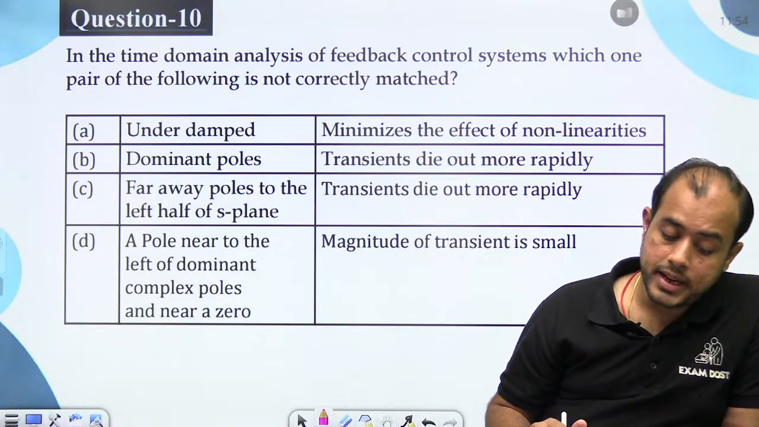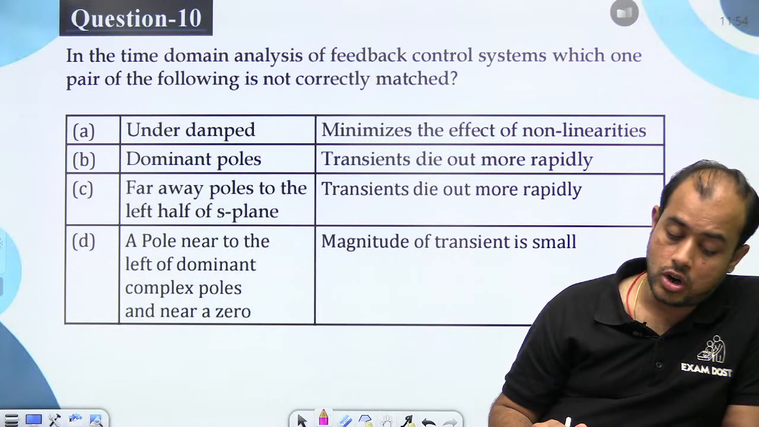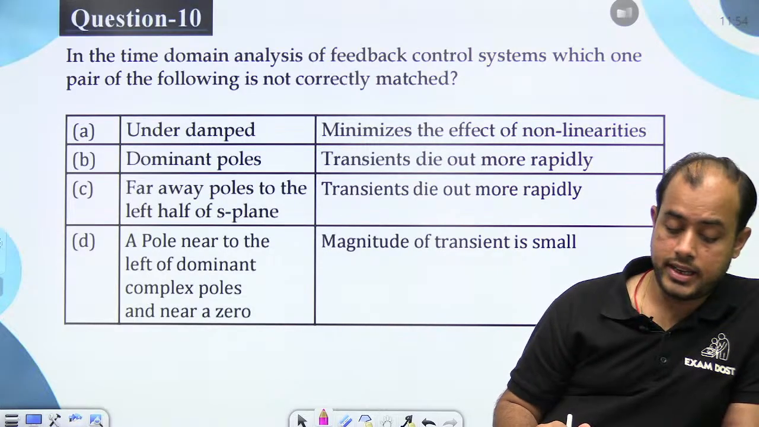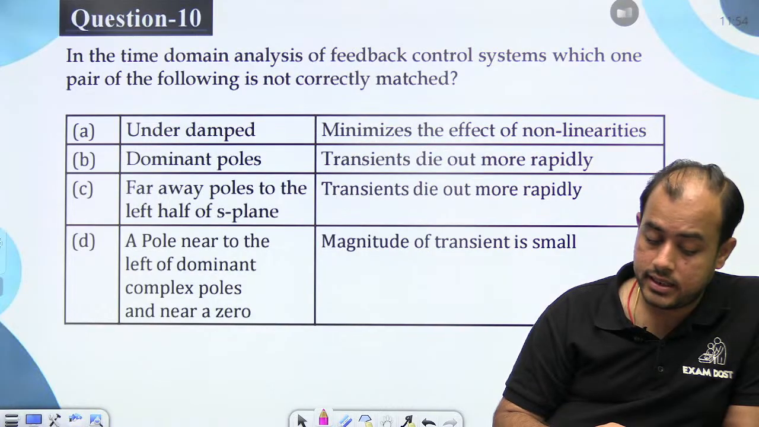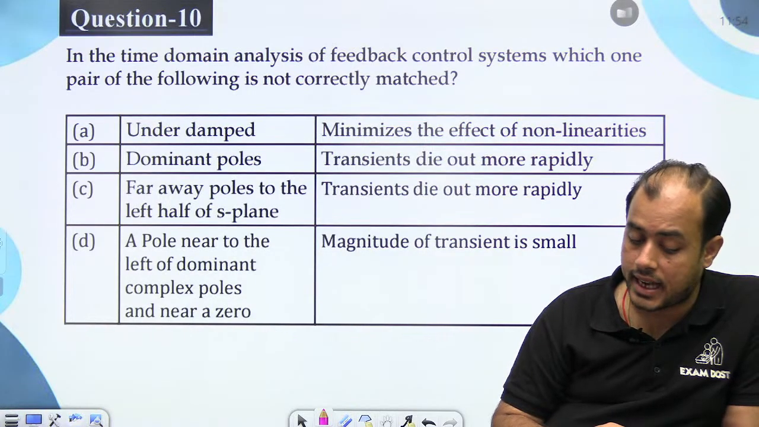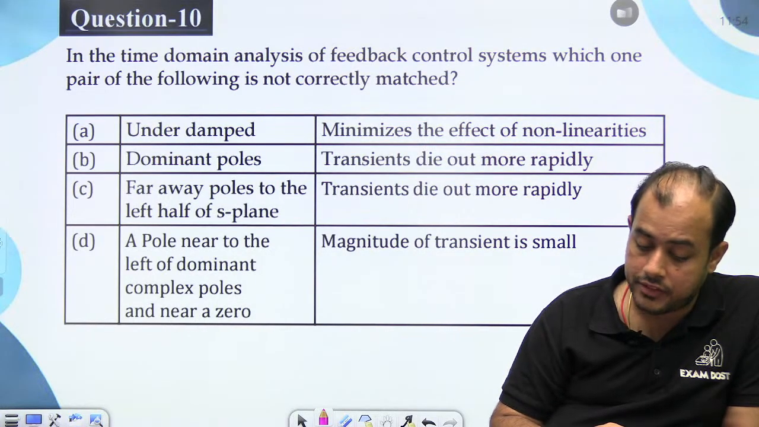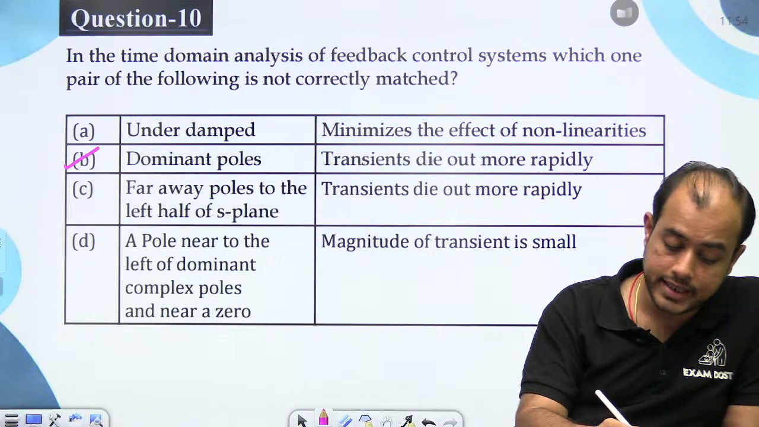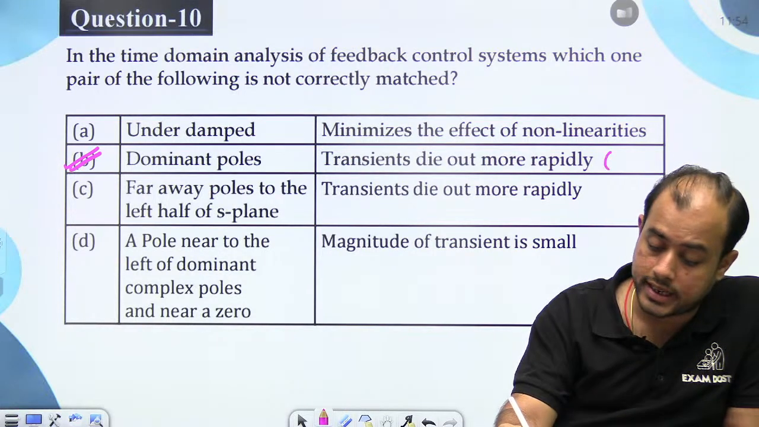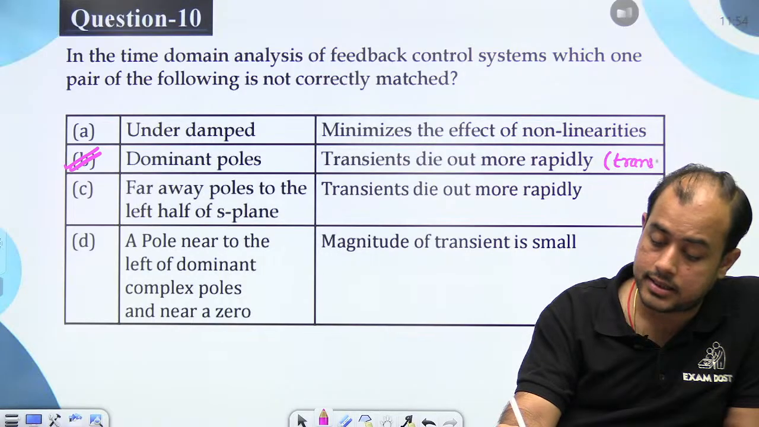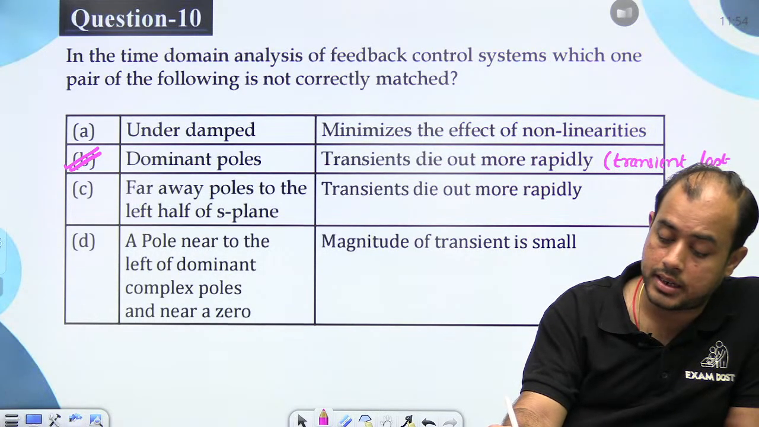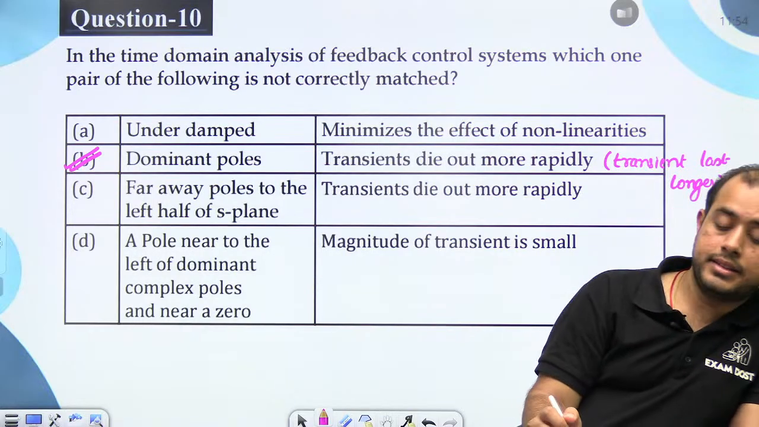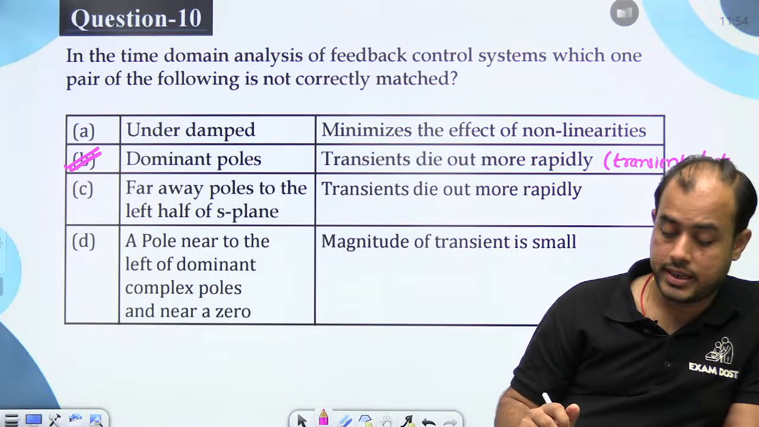In the time domain analysis of feedback control system, which of the pairs is not correctly matched? Okay, not matched. Underdamped minimizes nonlinearity. Dominant pole, transient dies out more rapidly. Far away poles. So this is not correctly matched. Dominant poles में क्या होता है? Transient last longer. Transient लंबा टिकता है dominant pole में. Transient lasts longer. Okay.